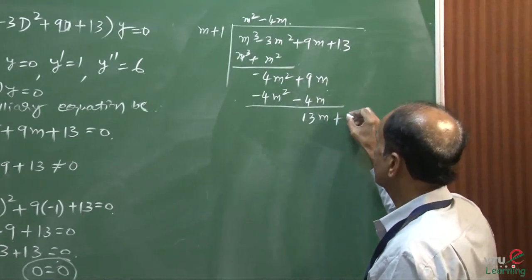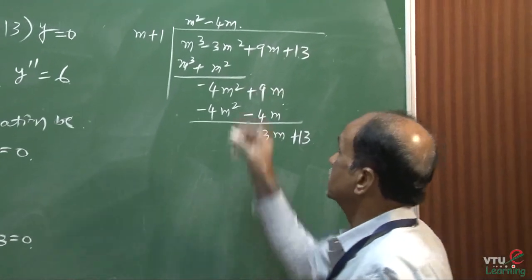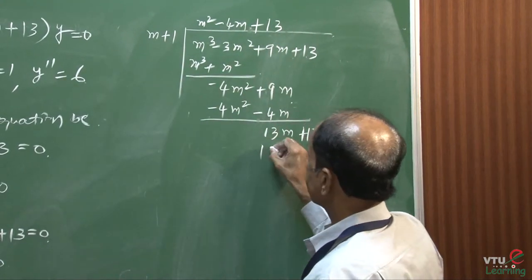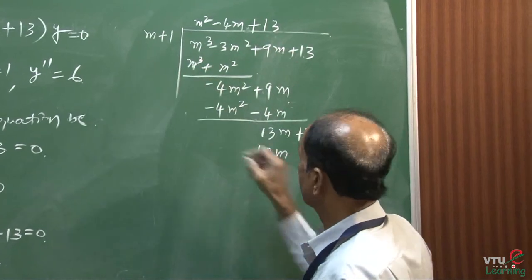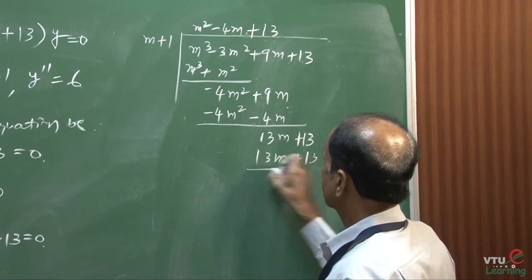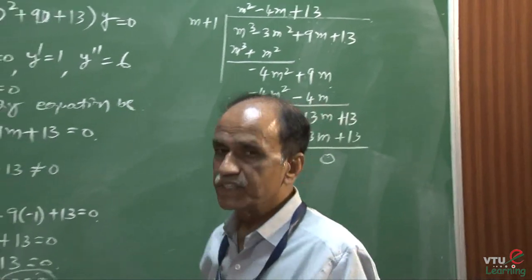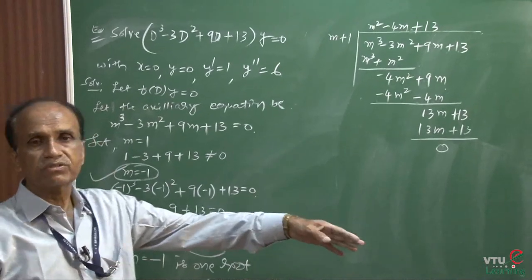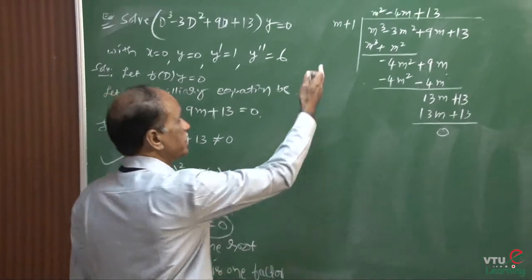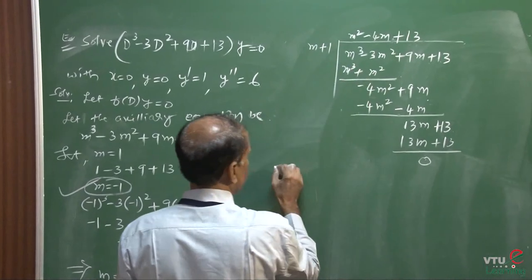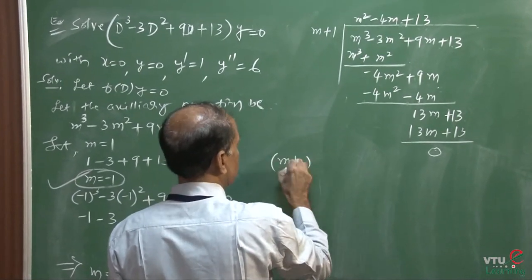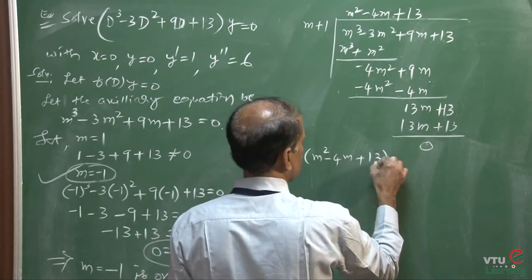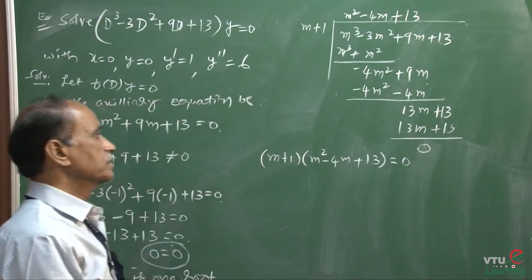And this 13 you have to combine, that 13 will be multiplied, 13 into m, 13 m, 13 into 1 is 13. So, this remainder is 0. So, remainder is 0, till that you have to achieve the division process. Okay. Then m plus 1 into that much will become the factors: m plus 1 into m square minus 4 m plus 13 equal to 0.